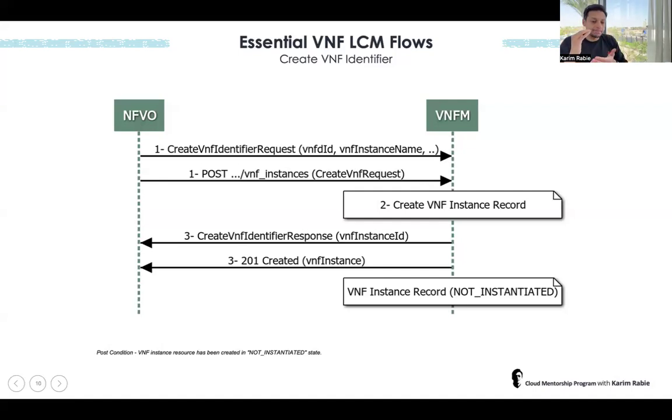The first trigger is that a specific administrator or decision maker said, okay, now we have the VNFD of VNF X onboarded as a VNF package. Let's now start the instantiation of VNF X. So the NFVO, with an API request, communicates with the VNFM, and the request is called create VNF identifier request, and then it points to the exact VNF descriptor.